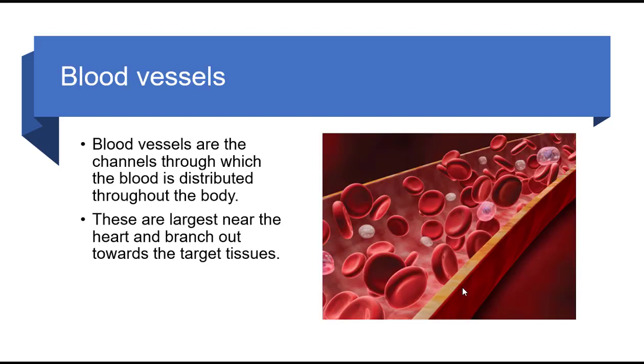So let me start by talking about blood vessels. Blood vessels are the channels, or basically the tubes, through which blood is distributed throughout the body. They are the components of the circulatory system which transport blood throughout the body. They are also responsible for transporting blood, nutrients, and oxygen to tissues of the body. Also, they take out waste and carbon dioxide from these tissues. So, blood vessels are very important and they are essential components of the circulatory system. Also, they are largest near the heart and branch out towards the target tissues. So, I want to talk about the different types of blood vessels that are present in the human body. And let me just move to the next slide.